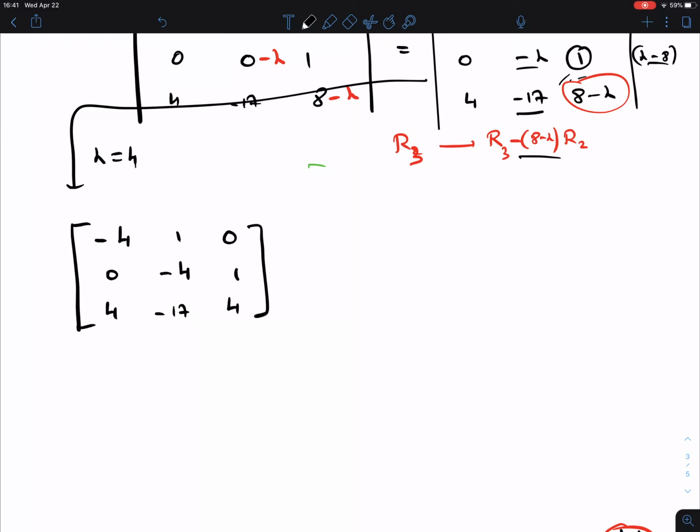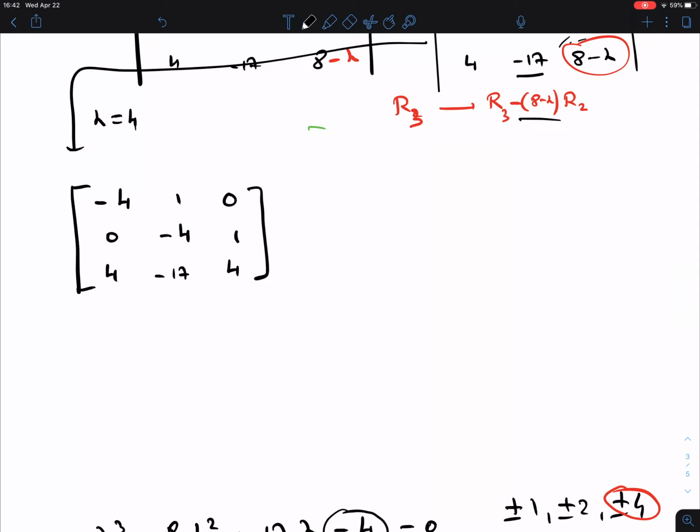We need a pivot, and there's not really one there. Nothing is really nice, so I'm going to have to divide row 1 by negative 4. And so what I get is the matrix, I'm going to write it here, 1, minus 1/4, 0, 0, negative 4, 1, and 4, negative 17, 4.